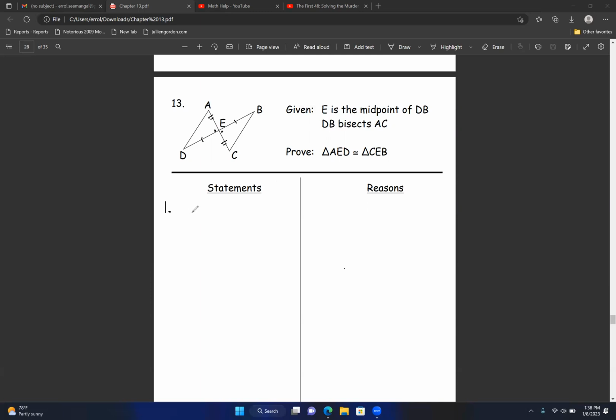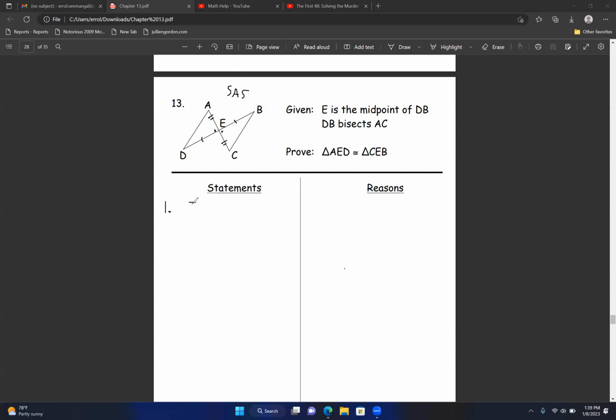DB equals... no. DE equals EB. Okay, so that'll be okay. Which one of the four are we going to end up with? SAS. That's a yes. All right, tell me the first side again.